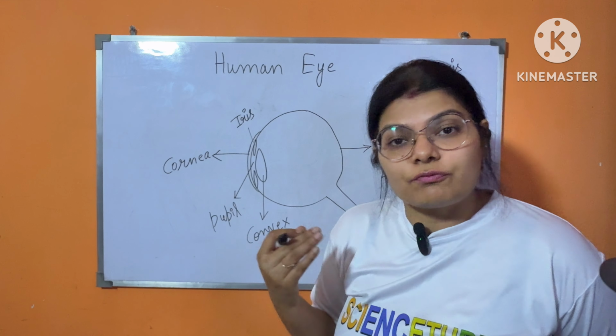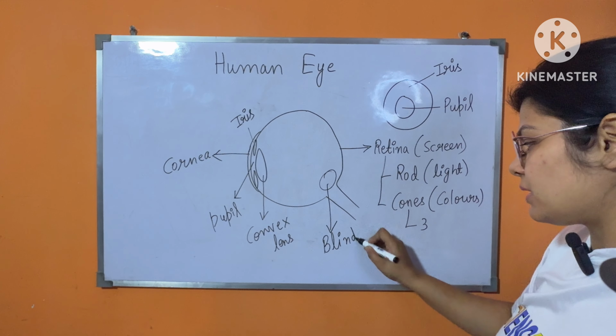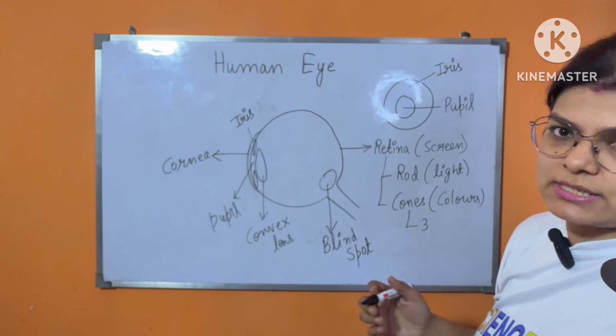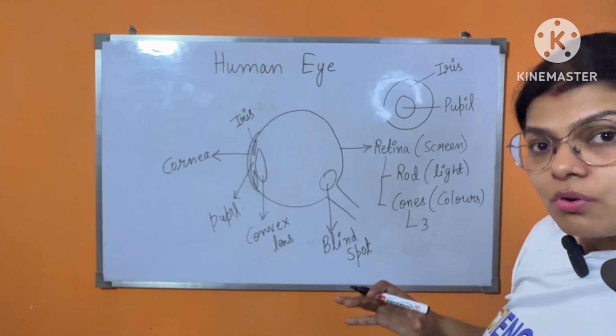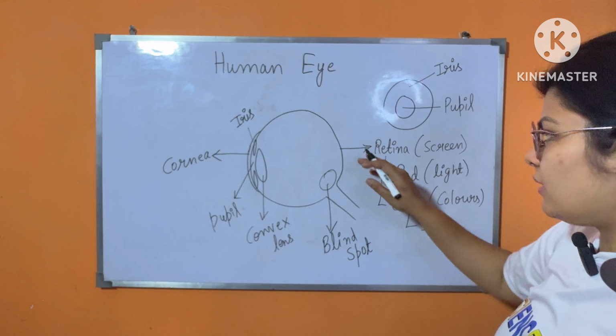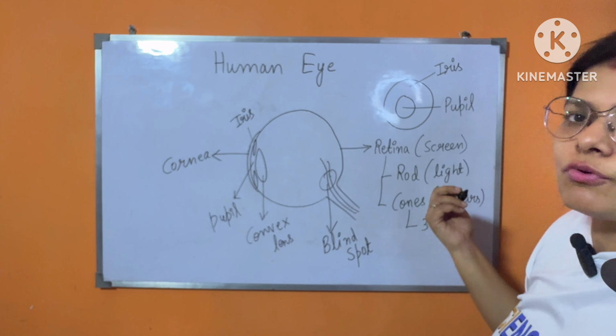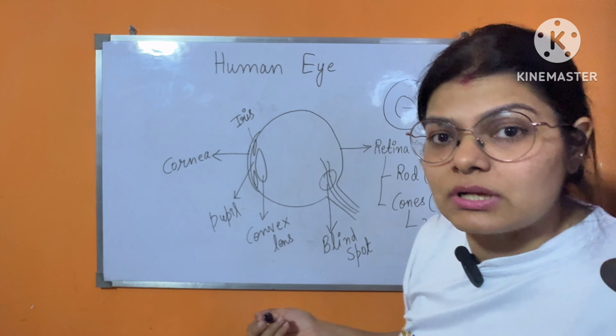Now in the retina there is one spot, and we call it the blind spot. Why do we call it the blind spot? Because it does not have any rod cells or cone cells in it. It's a part of the retina only, but it does not have rods and cones. Why? Because through here the optic nerve enters the retina, so that the optic nerve can sense the image formed on the retina and then pass that information to the brain in the form of electrical impulses.